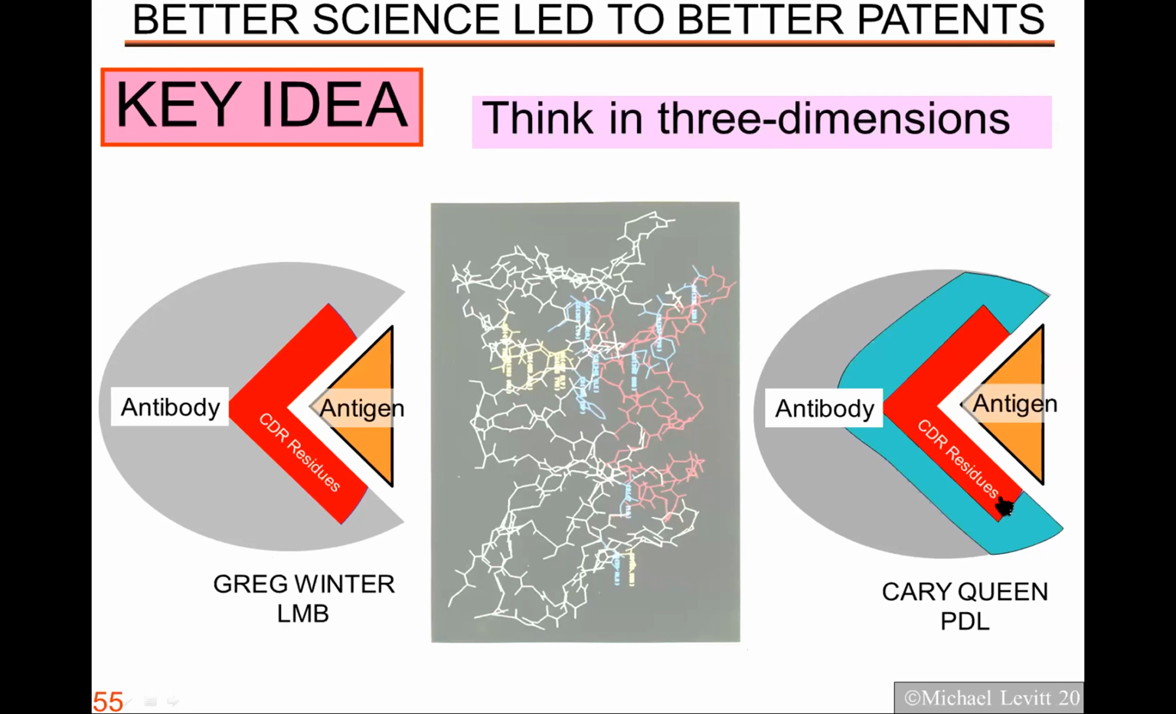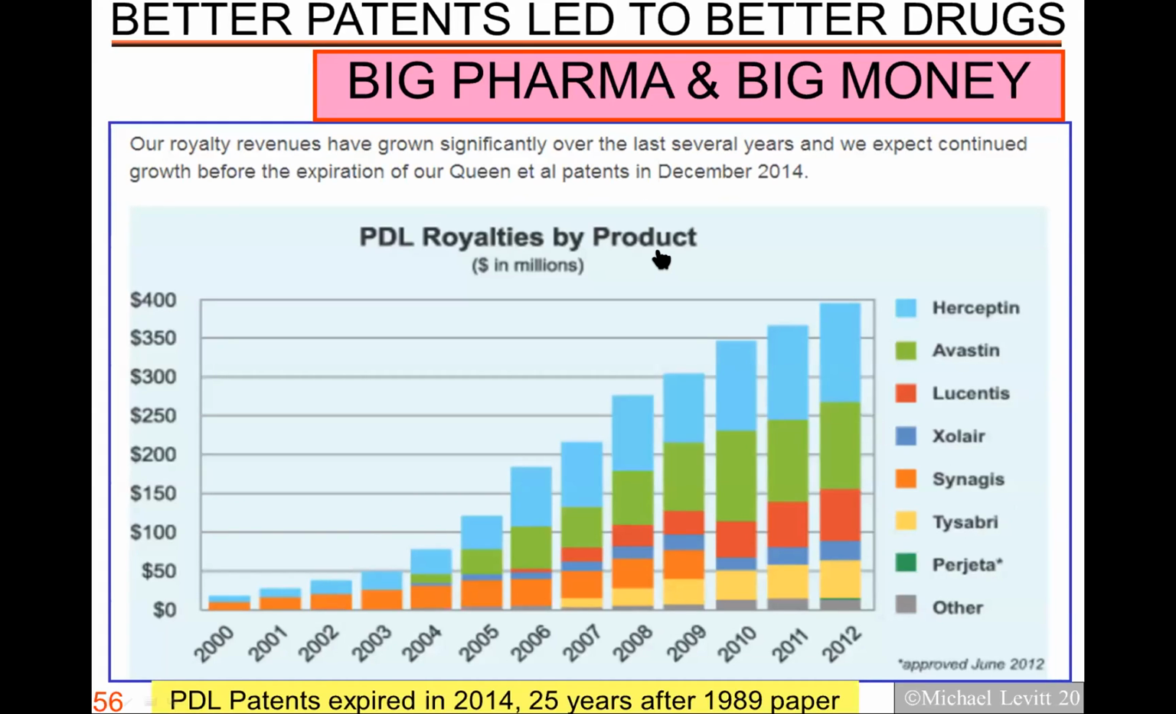In any case, this idea was adopted. It was adopted by large companies. Genentech licensed the patent from Protein Design Lab. The patent expired in 2014, but towards the end, Protein Design Lab was getting royalties of the order of $500 million a year. And that's because these antibodies were used to treat cancers.